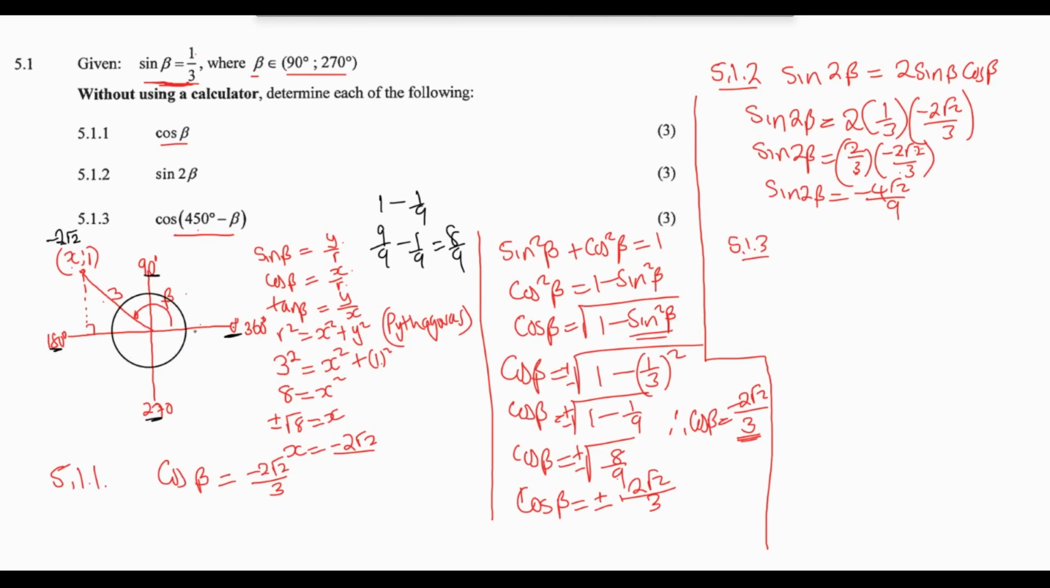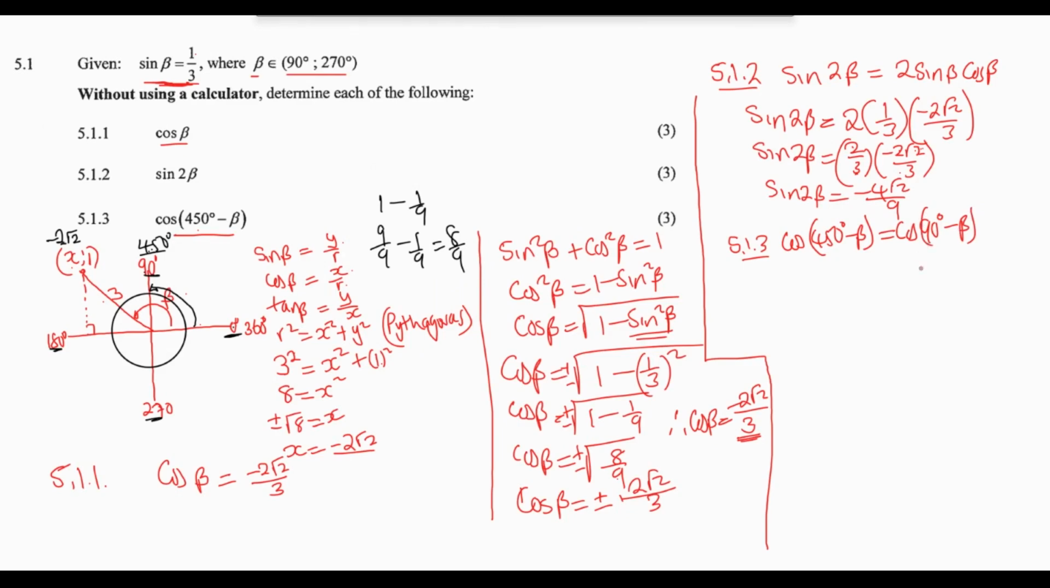And then when you come back here, 360 plus 90, this is actually 450. So meaning that 450 is just the same as 90, isn't it? So I'll show you two methods for this. Cos 450 degrees minus beta can actually be written as cos 90 degrees minus beta.